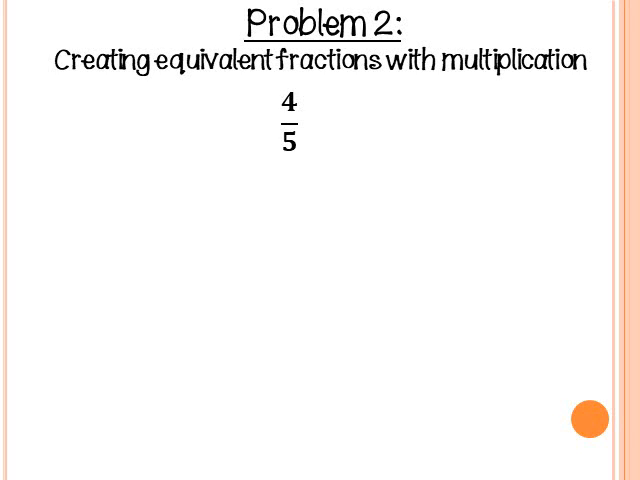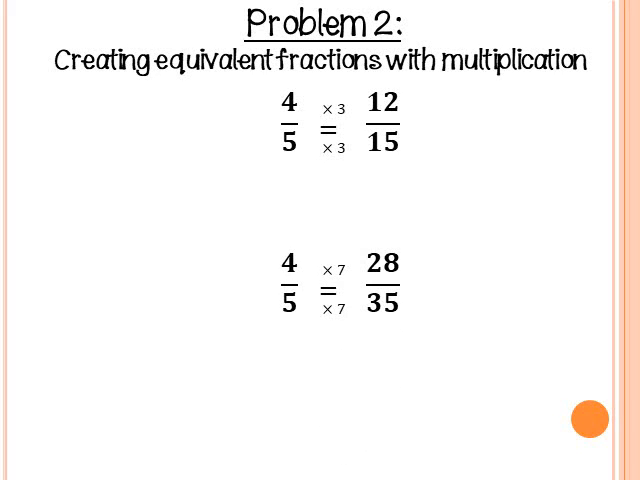Make sure you try not to choose something super big and super fancy. Make sure you're using a number that you can multiply by. My example is going to be 3. I'm going to multiply 4/5 times 3. And 4 times 3 is 12, and 5 times 3 is 15. You can use whatever one you want. I have another one that I can use. I'll use times 7. 4 times 7 is 28, and 5 times 7 is 35.